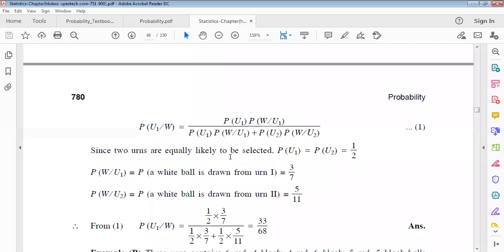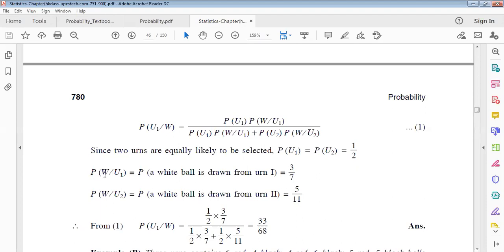Since two urns are equally likely to be selected, the probability of selecting urn 1 equals the probability of selecting urn 2. That means half. Since there are two urns and we have selected the first urn, the favorable outcome will be 1, and the total is 2. This is why the probability of selecting any one urn will be 1 by 2.